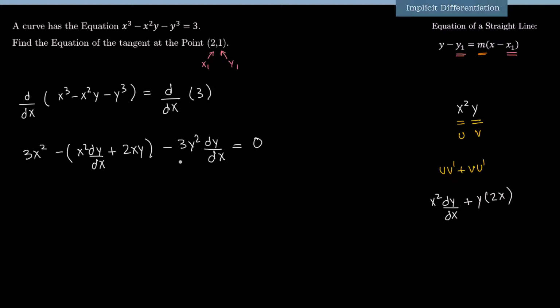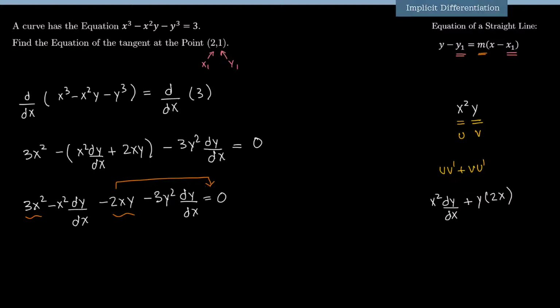Now all there is left is to simplify this and make dy upon dx the subject. If I simplify the left hand side, I am going to get 3x squared minus x squared dy upon dx minus 2xy minus 3y squared dy upon dx equals 0. Moving the non-dy upon dx terms to the other side of the equation would give me minus x squared dy upon dx minus 3y squared dy upon dx equals minus 3x squared plus 2xy.